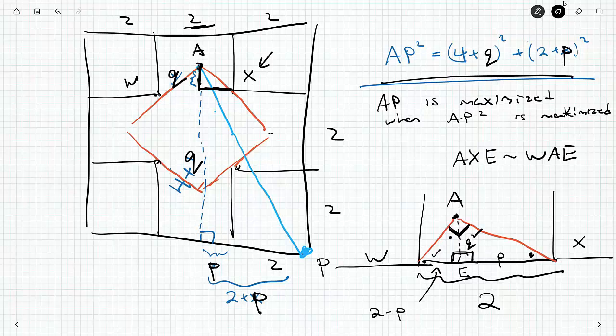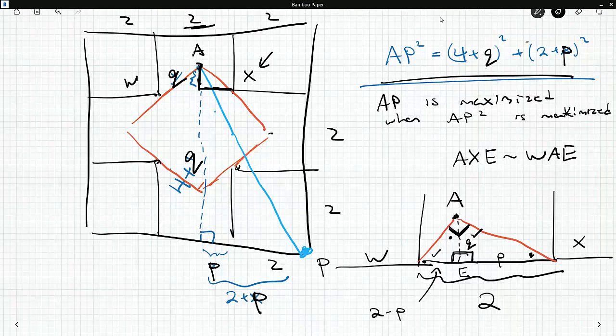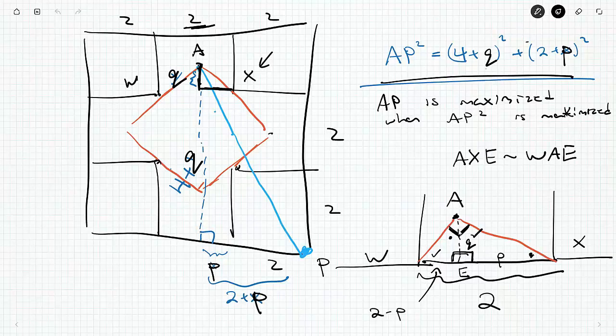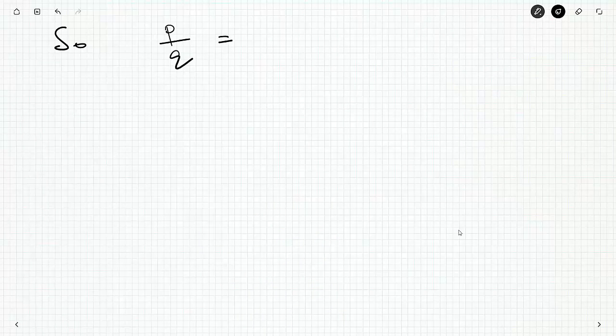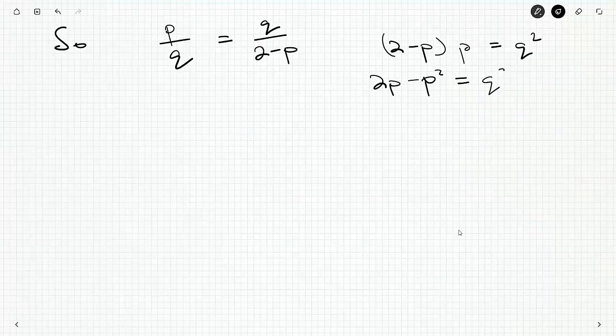So what could that do for us? Well, it shows us that P to Q is the same as Q to 2 minus P. Oh yeah, of course, it's the geometric mean. So P over Q has the same ratio as Q over 2 minus P. But now we multiply both sides. We get 2 minus P times P is Q squared. And we get 2P minus P squared is Q squared. So we have that relationship going for us.